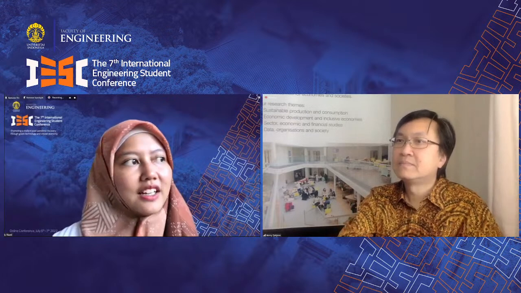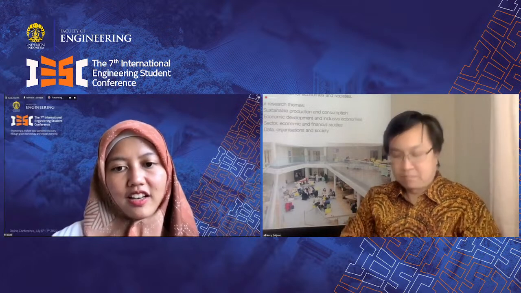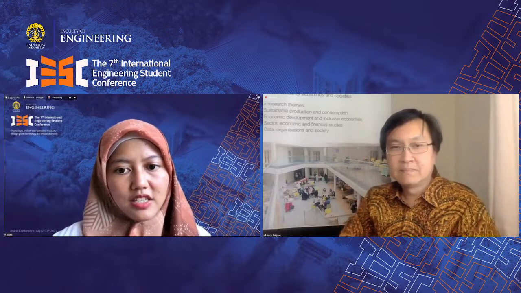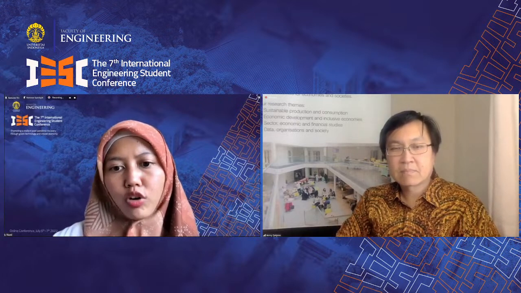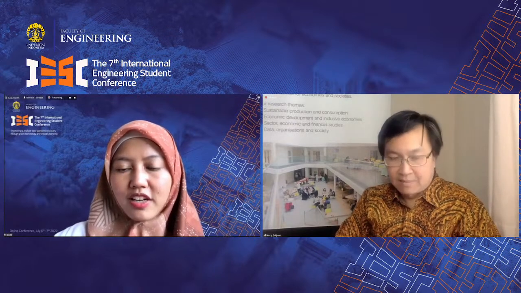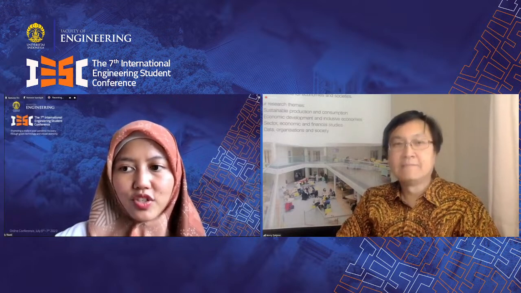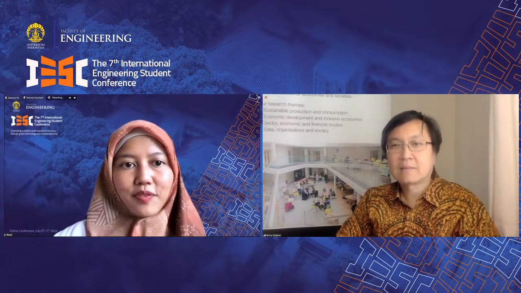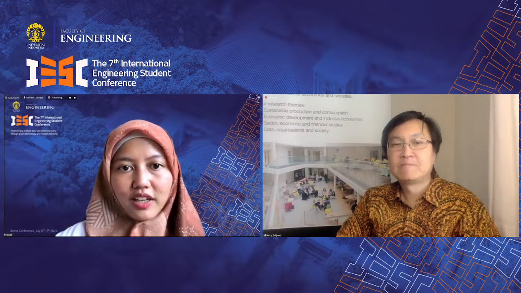I'm thinking along the same line for the environment. It's important to do real-time water quality monitoring, for example, so that you can control the pollution in real time as well.